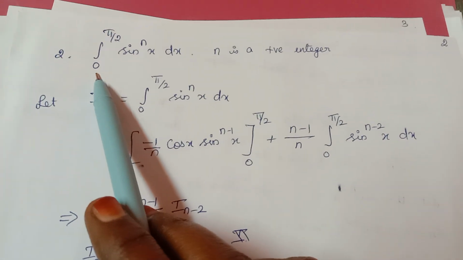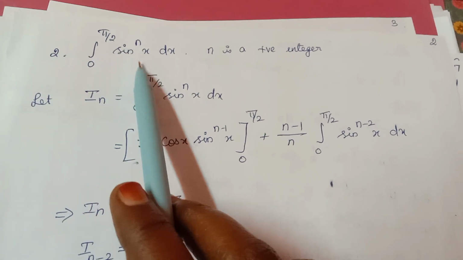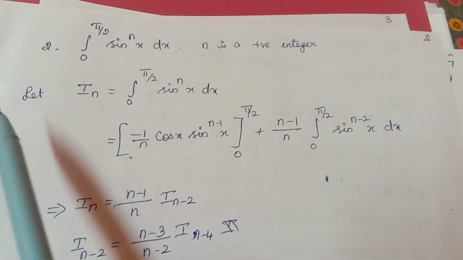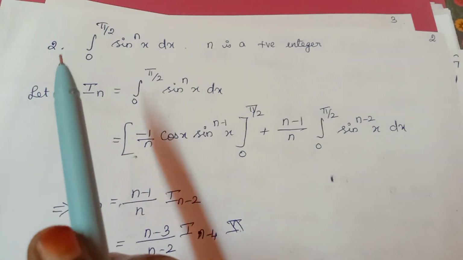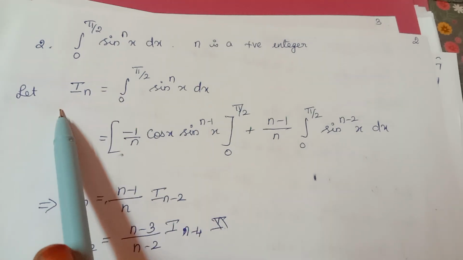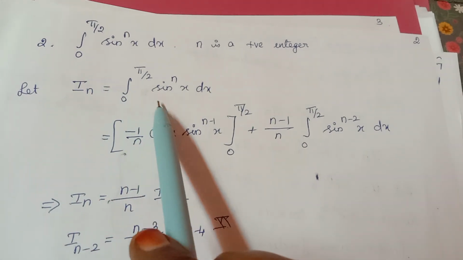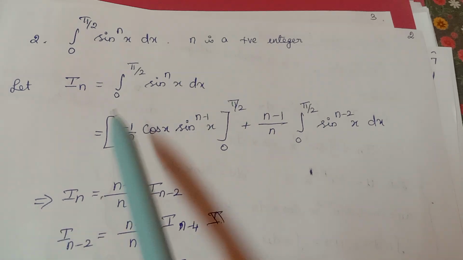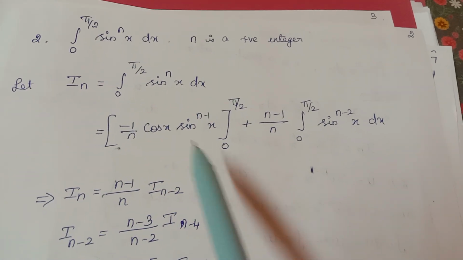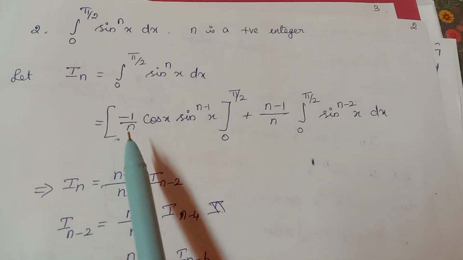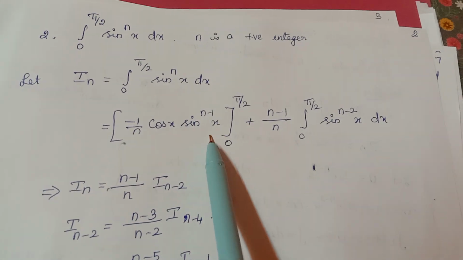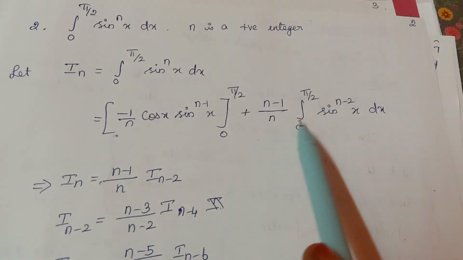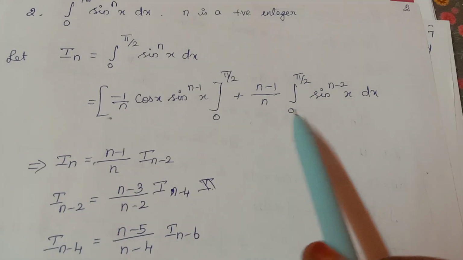So how to evaluate the integral from 0 to pi by 2 of sine power n x dx? This is somewhat simpler than the previous one. The previous one had no limits, but here the limits are given. So let me take this to be I n equal to the integral from 0 to pi by 2 of sine power n x dx. Previously I derived one result, and I am going to take that result along with the limits. So what is the first line? Minus 1 by n cos x sine power n minus 1 x within the limit 0 to pi by 2 plus n minus 1 by n into I n minus 2.